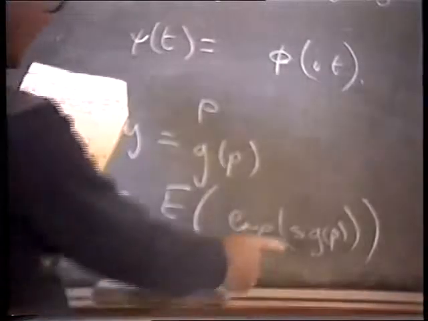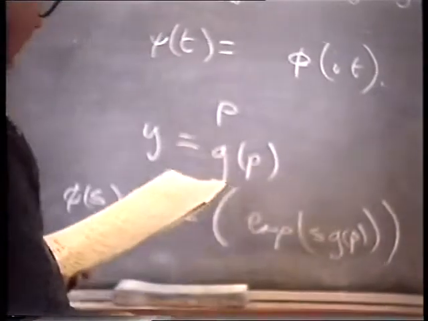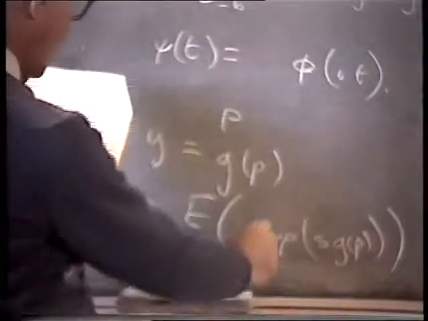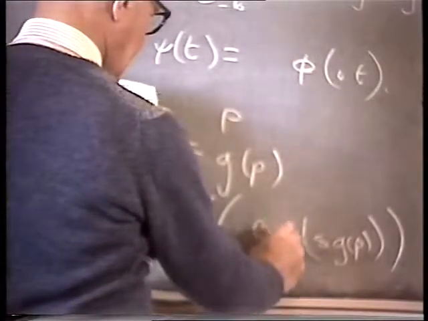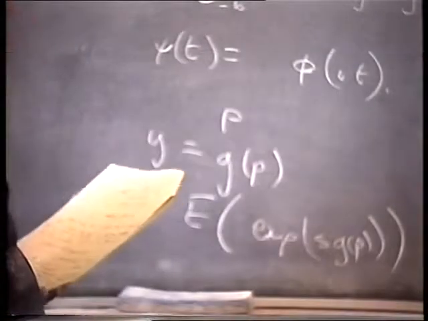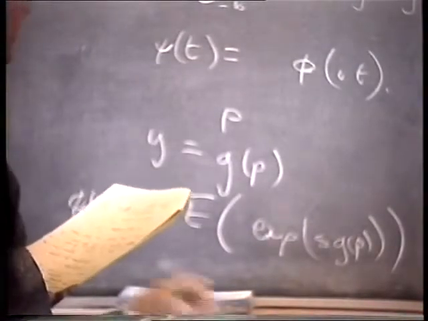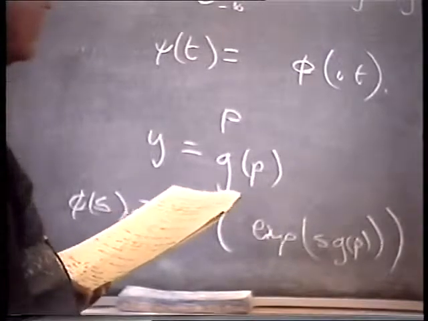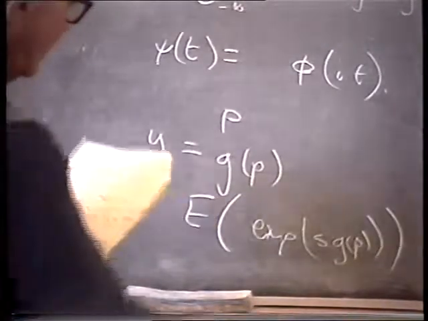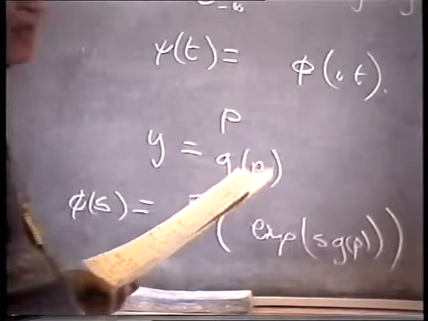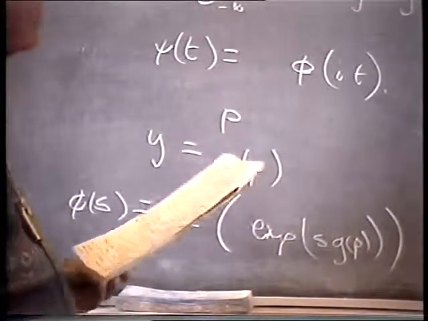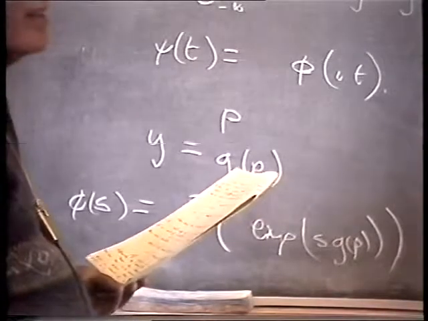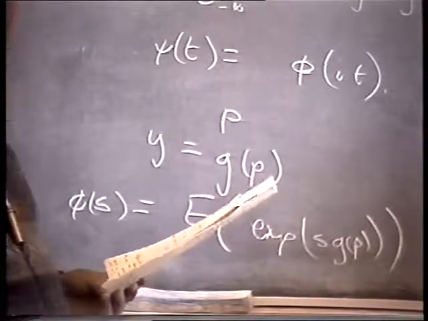This may not be too complicated a function of p, and if p has a simple, for example, a normal distribution, or some relatively simple distribution, then we can make this integration relatively easily. Much more difficult, on the other hand, to transform the distribution functions directly.